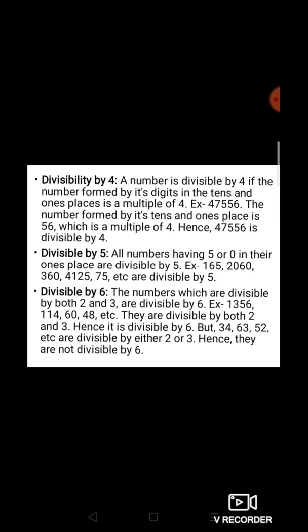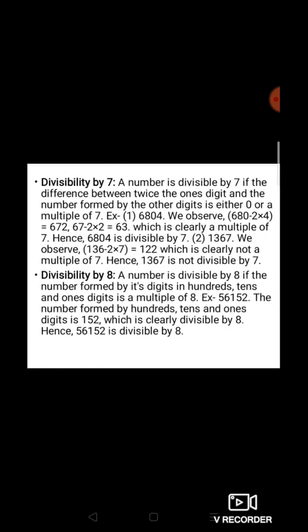So as we know the table of 6, in the table of 6 we have 6 multiplied with 5 is 30 and 6 multiplied with 6 is 36. So that means 34 is not divisible by 6. Similarly, the other numbers like 63, 52, they are also not divisible by 6, as they are divisible by either 2 or 3, but not with both 2 and 3. Now we will move on to the next one, that is divisibility by 7.